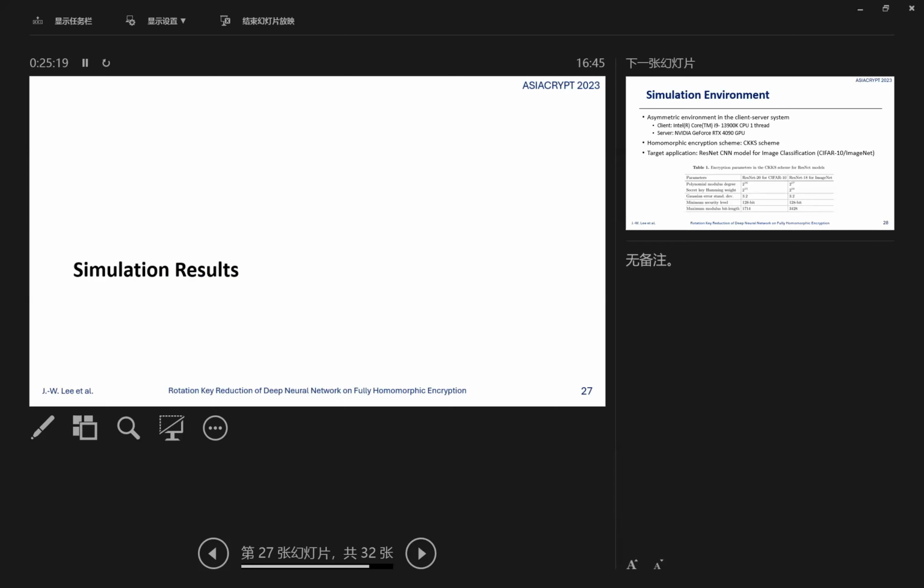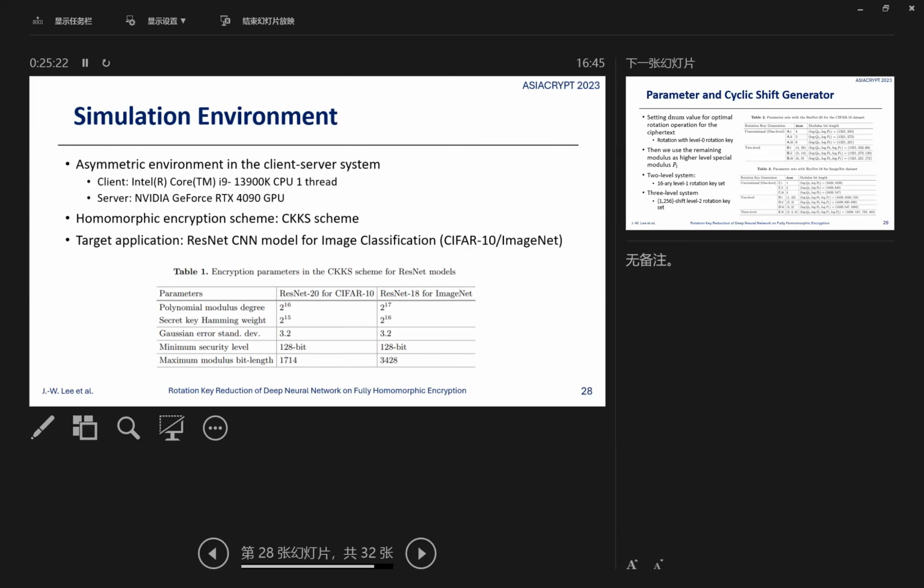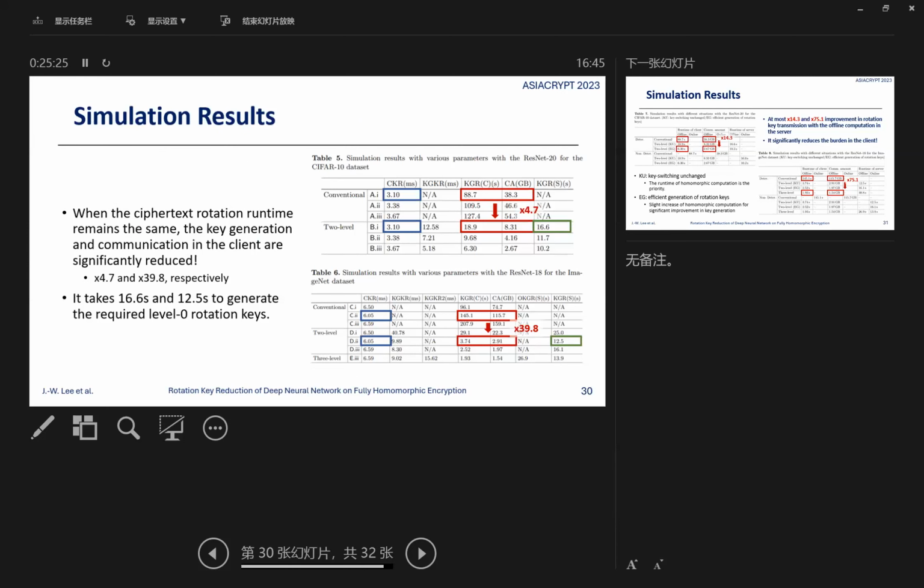So I will show the simulation results. If there is no increase in the key switching operation to the ciphertext, then if we perform ResNet tuning for the ciphertext, the communication amount is decreased by 4.7, and this is for the image head, the ResNet-18, and the decrease is more significant than this.